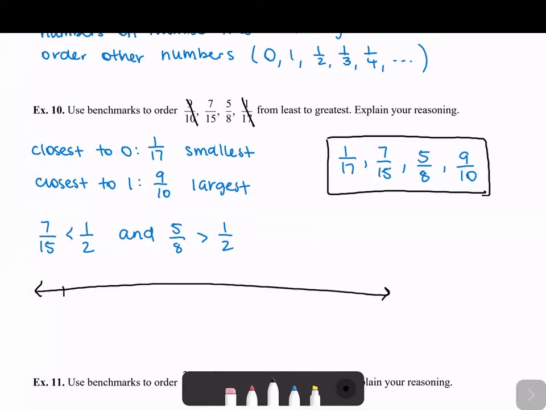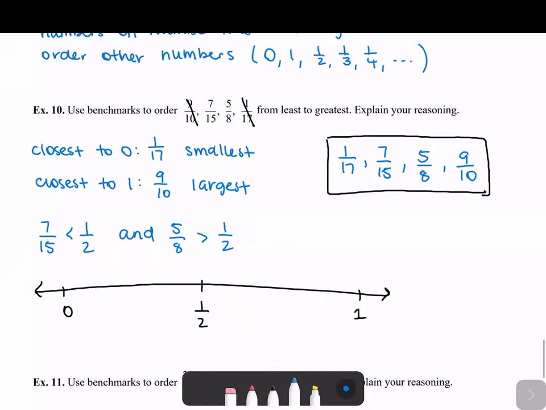Okay, so if 0 is here, 1/2 is here. Oh no, okay. 1/2 is here. And 1 is here. Okay, so how are we building our numbers on the number line? Well, we said 1/17 is roughly over here. It's pretty close to 0. And similarly, 9/10 is pretty close to 1 over here. But then the reason we compare numbers to 1/2 is we know that 7/15 is on this side.